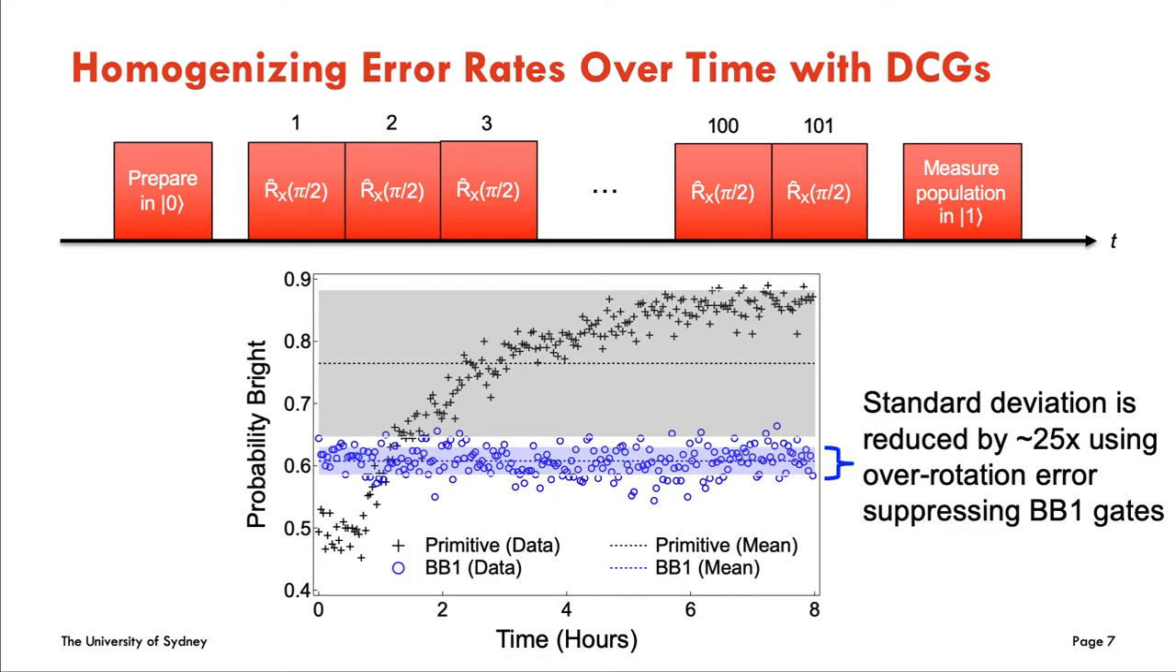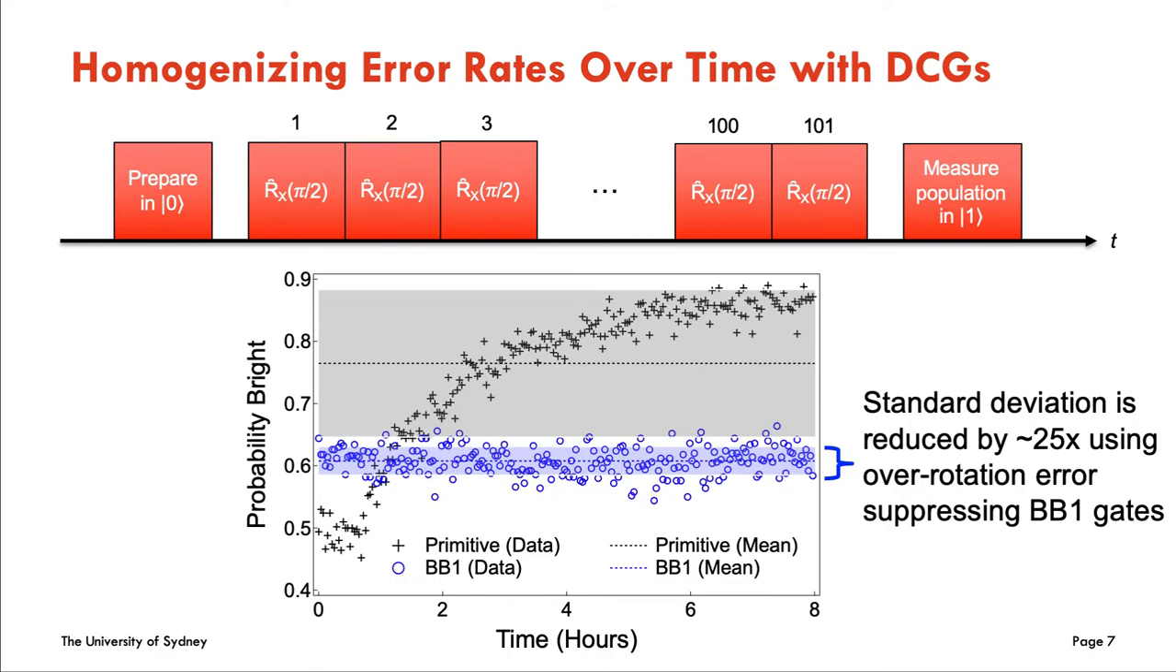Now you can see that for the primitive gates, our rotations start correctly. We're at about 0.5 when we measure our qubit. However, as we let this procedure continue over time without recalibrating, slowly the gain of our microwave amplifier is changing, and so we're getting an error in our sequence. And over 8 hours, we're actually getting about a 40% error without recalibration.